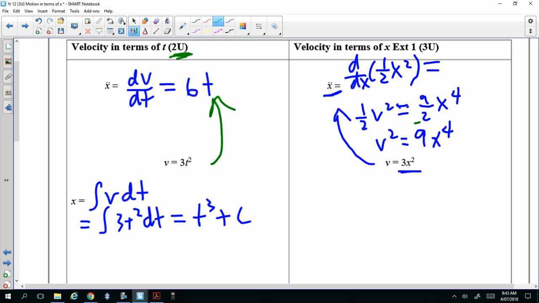So note the differences between the Extension 1 component and the Advanced course when things are in terms of t and when things are in terms of x. Of course, in your Advanced exam, you won't get expressions in terms of x. It's always in terms of t. It will just be a simple process. Okay? And then let's look at again what happens if we want to find displacement.